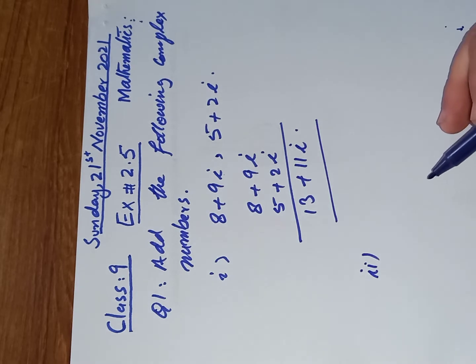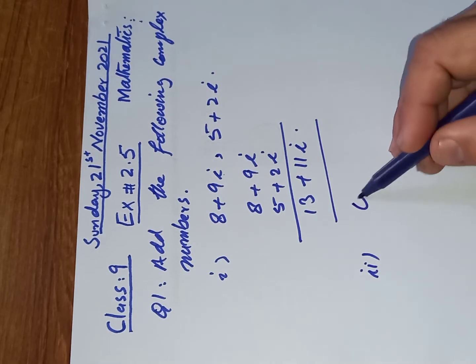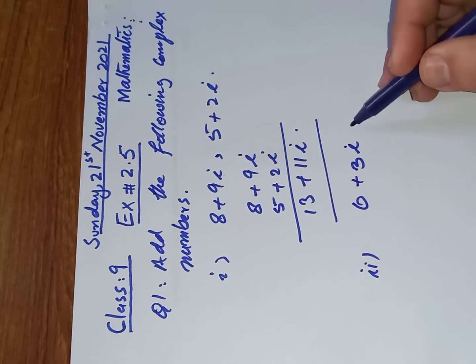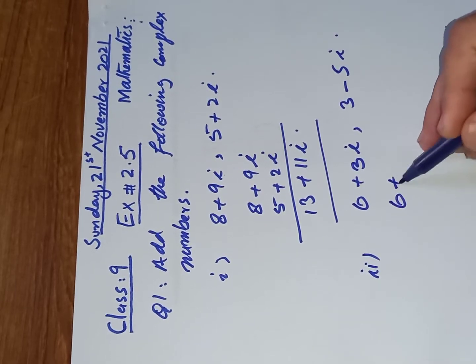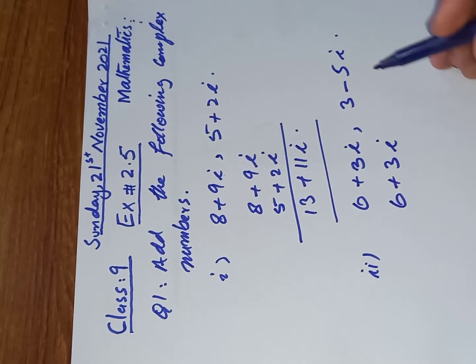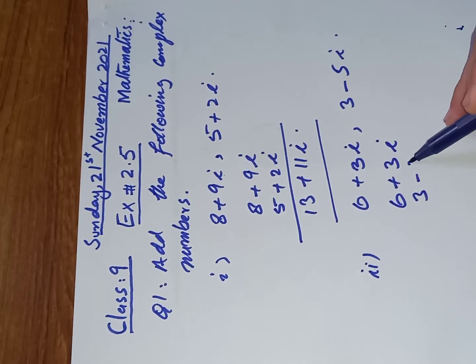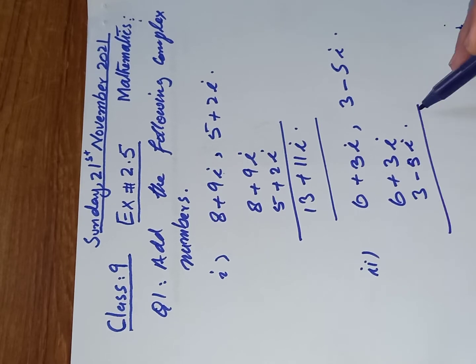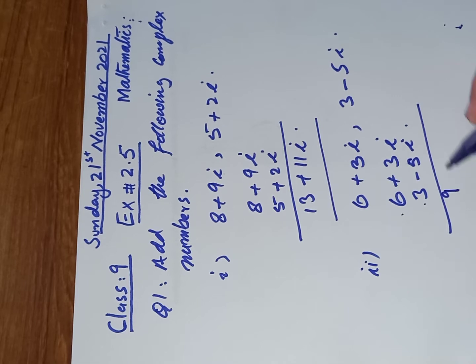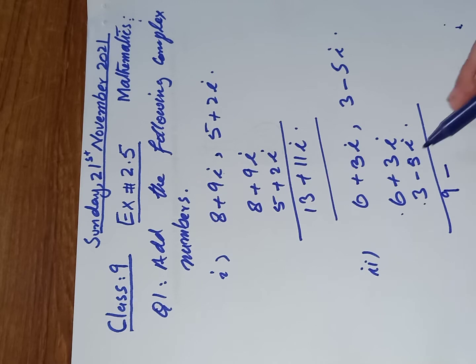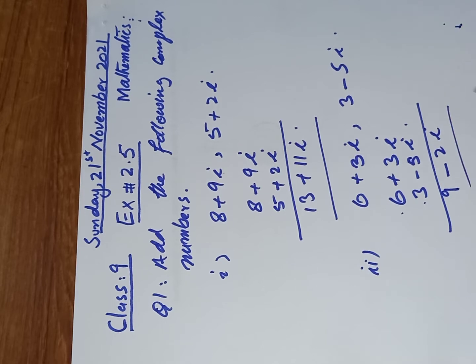Let's try another part, again the same: 6 plus 3 iota and 3 minus 5 iota. We have to add, so for that reason we write both these values in vertical order. So you can see plus 6 and plus 3 become plus 9, and plus 3 iota and minus 5 iota gives minus 2 iota, because the minus value is more, so the sign is negative. For that reason this is the answer.